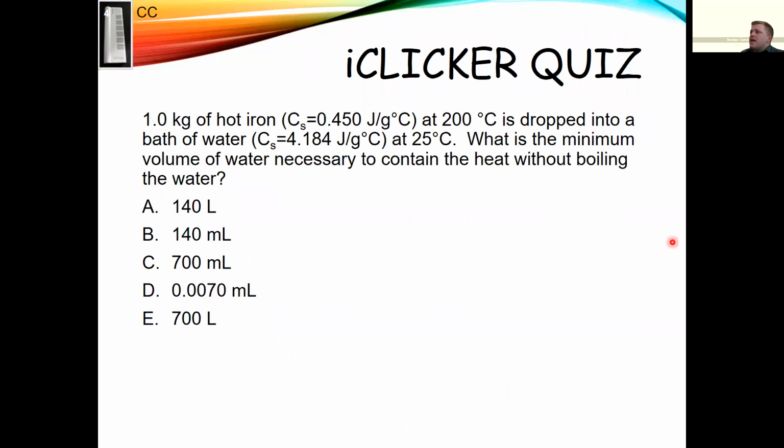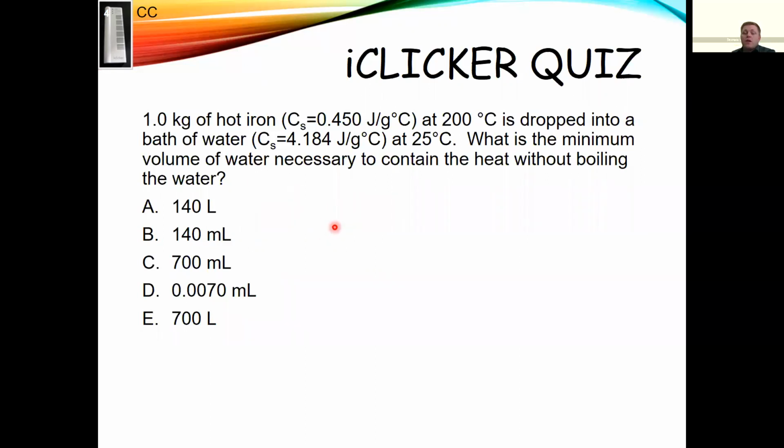Right? Because this is that question I was going to ask you in class. We have 1 kilogram of hot iron, which has a heat capacity of 0.450 joules per gram times degrees Celsius. We're starting at 200 degrees Celsius. We drop that into a bath of water. The water's heat capacity is there. And the water's starting at 25 degrees Celsius. What is the minimum volume of water necessary to contain the heat without boiling the water?